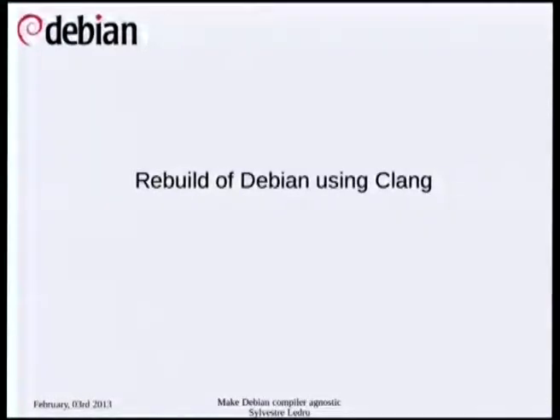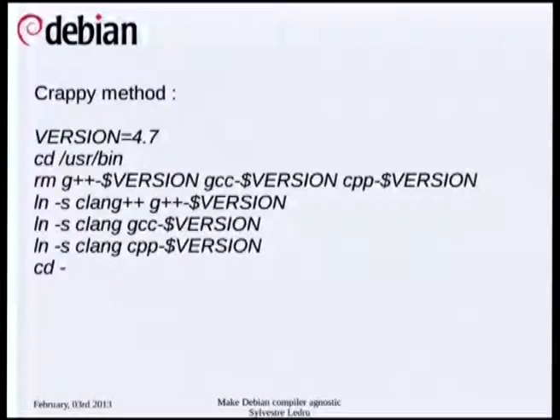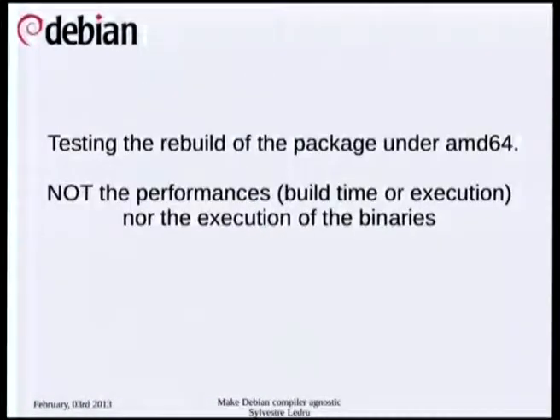So, about the rebuild of Debian using Clang. I used a crude method. Basically, since Clang is supposed to behave exactly the same way as GCC, you can remove the GCC compilers and replace them with Clang. That is what we did on every virtual machine that we use to rebuild the archive.